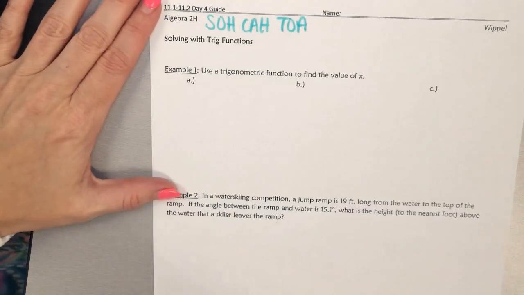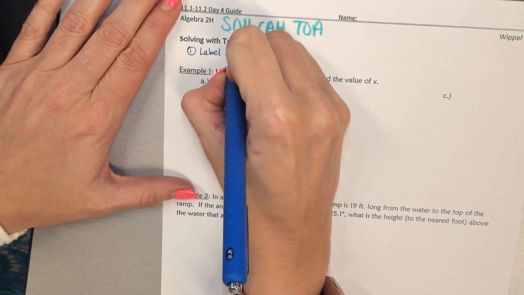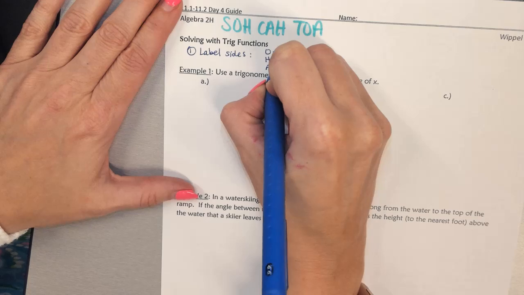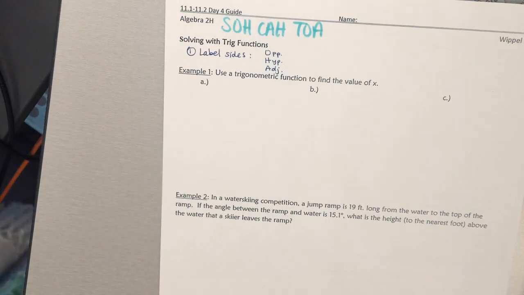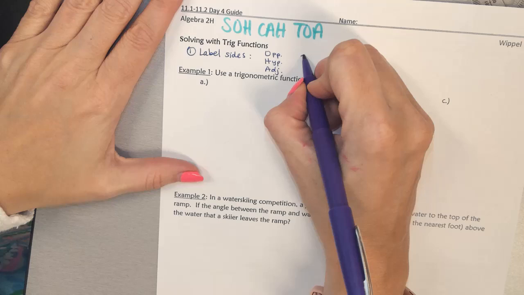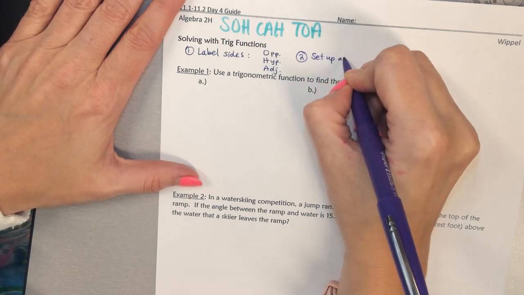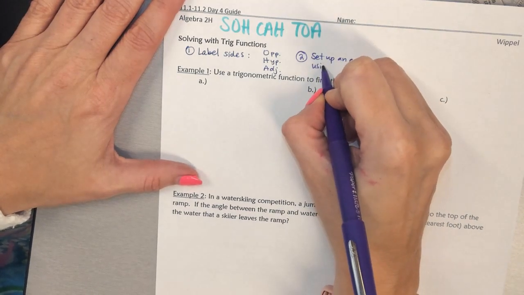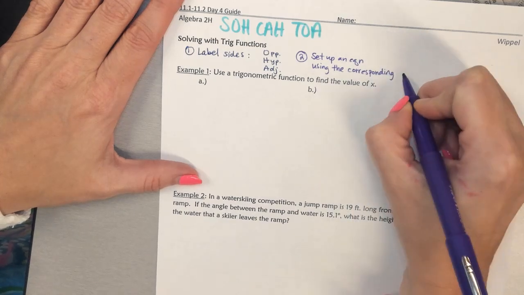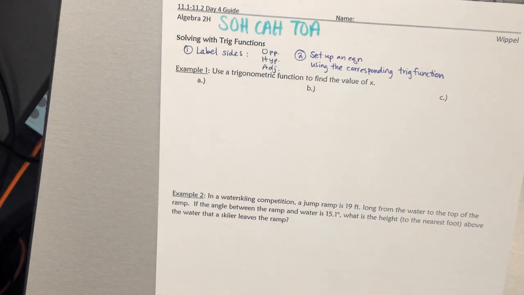Alright, so when you are solving with trig functions, the first thing I recommend you do is label your sides as the opposite, the hypotenuse, and the adjacent side. The reason why it's helpful to label those sides is so you know what the corresponding trig function is. Then you're going to set up an equation using the corresponding trig function.